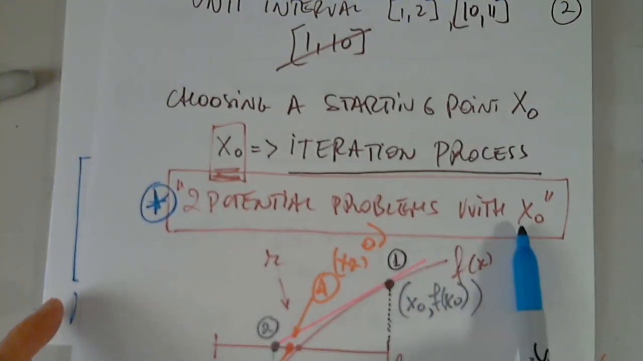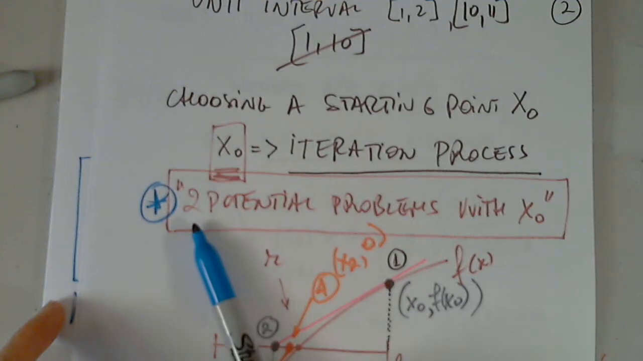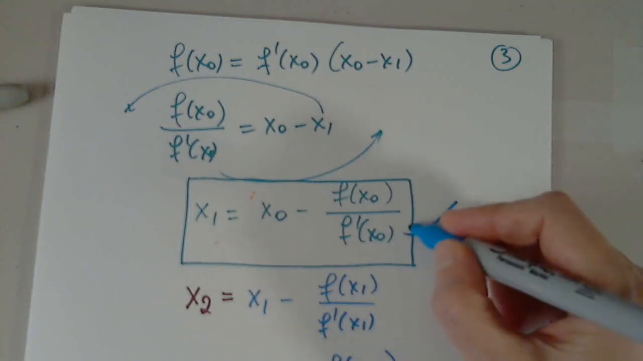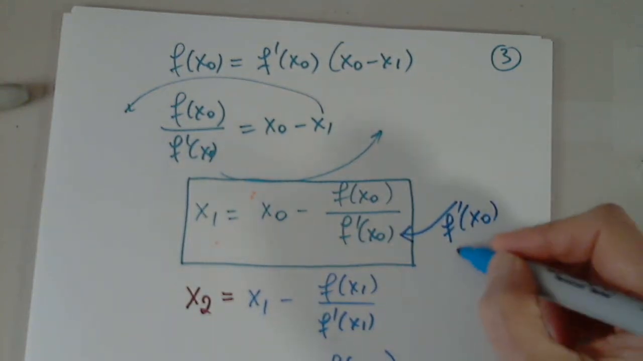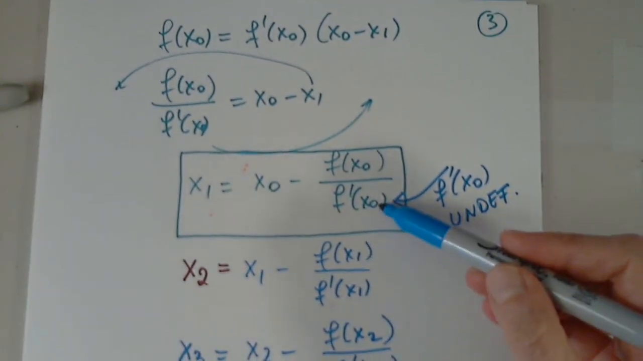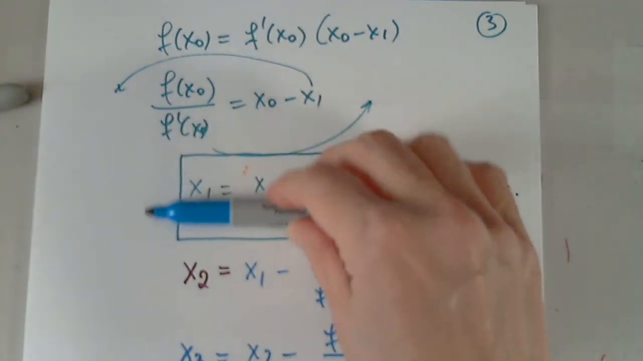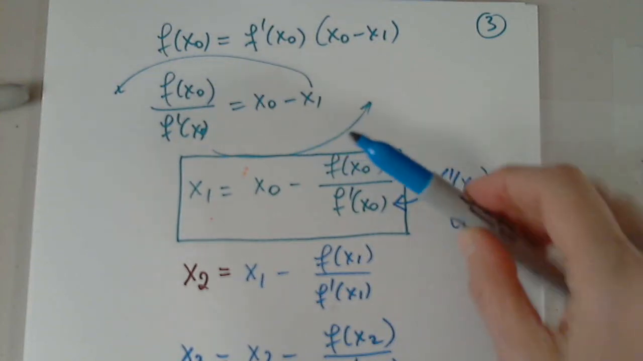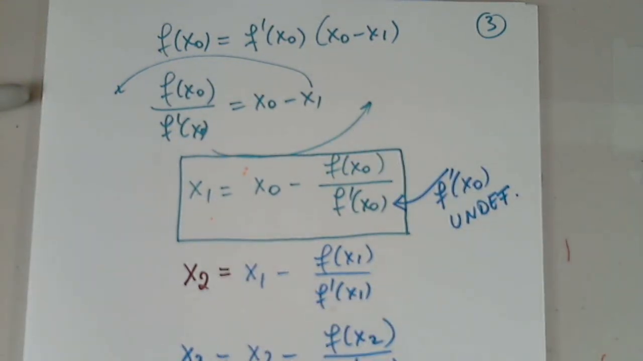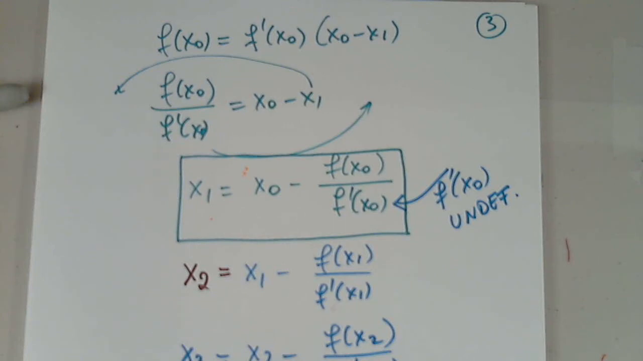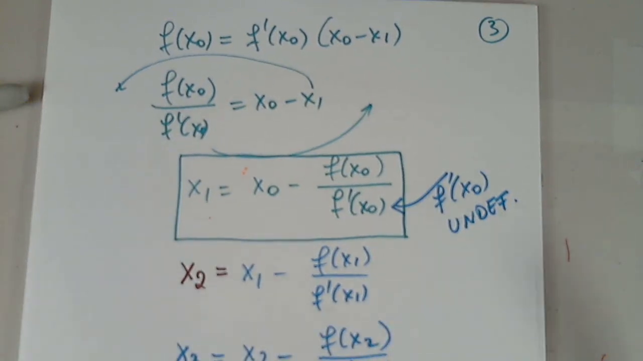What could be the problem or problems? Here's one. F prime of x0 is undefined. If I choose a starting value that makes f prime undefined, I will never find anything. I will get an error from the first step. I will not be able to find the first iteration. So I have to be super careful here. Okay. Second problem. So that's one problem.